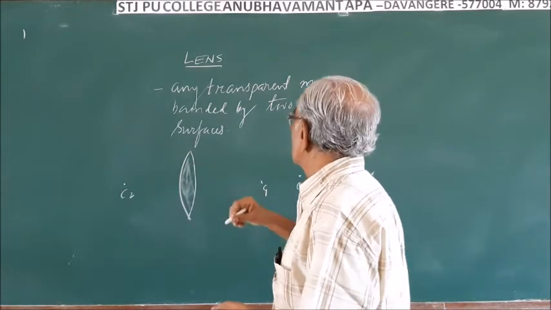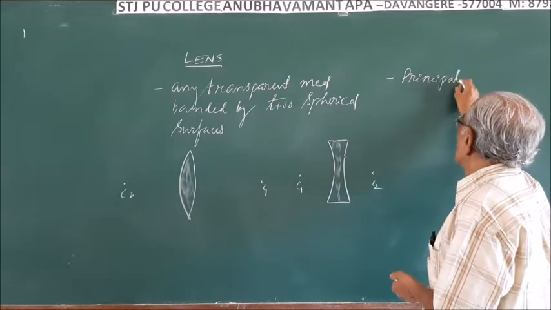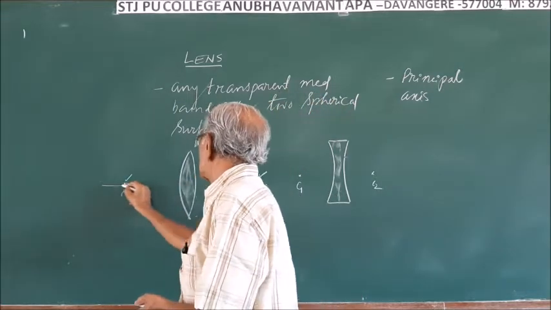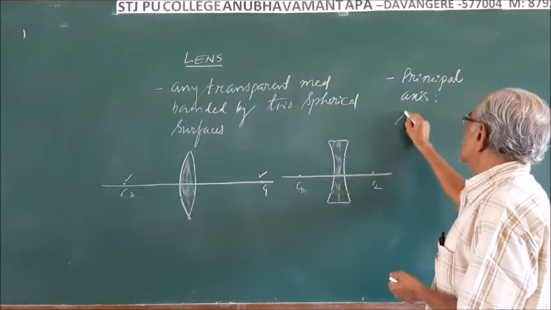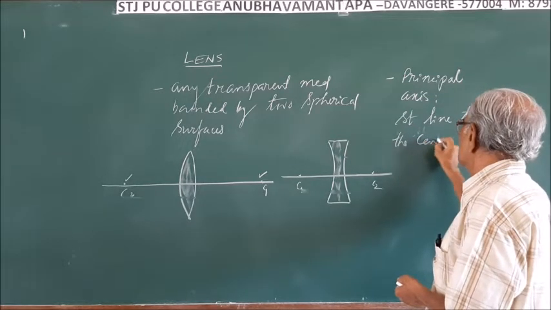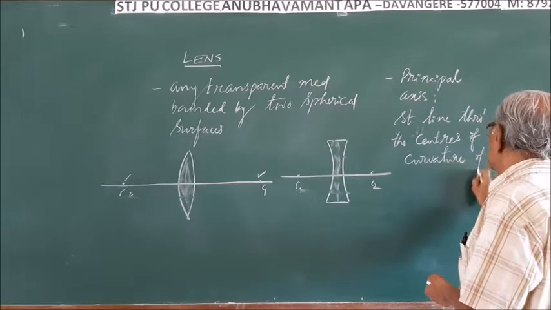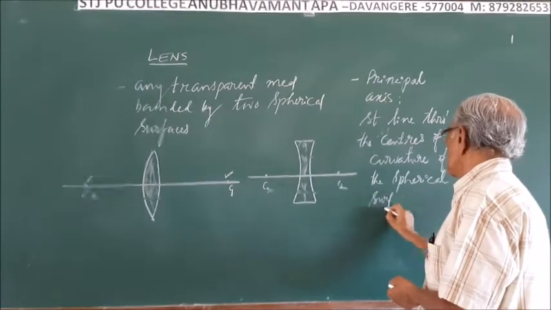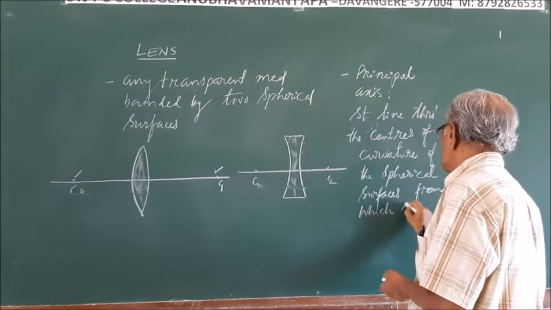these are two lenses. Now we come to the concept of the principal axis. You have one center of curvature here, another center of curvature here, and the straight line passing through these is the principal axis. It is the straight line passing through the centers of curvature of the spherical surfaces by which the lens is bound.